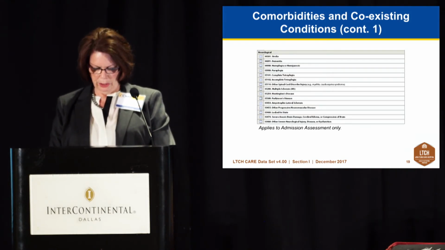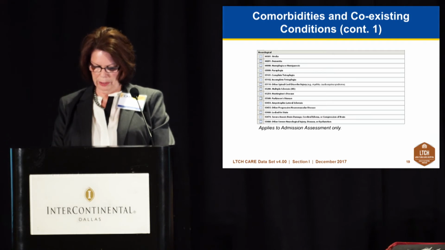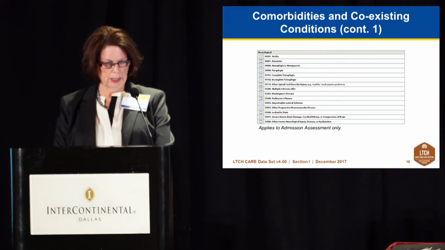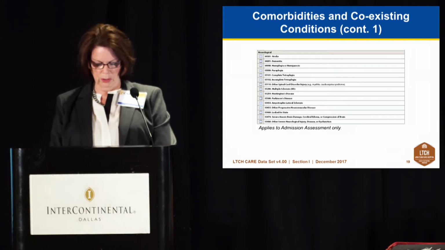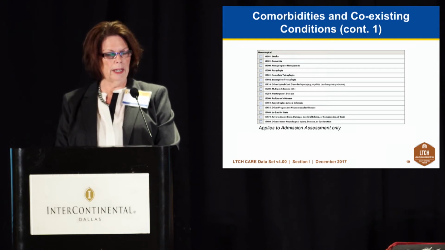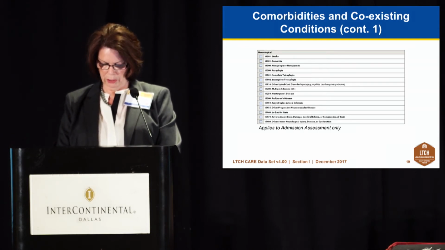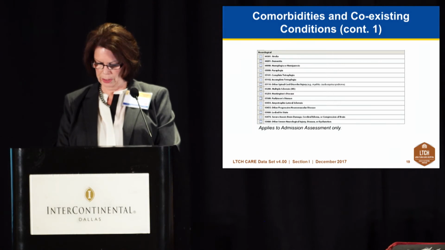As previously mentioned, the neurologic comorbidities and coexisting conditions have been expanded. The new data elements in this area are I-5455, other progressive neuromuscular disease, and I-5480, other severe neurological injury, disease, or dysfunction.